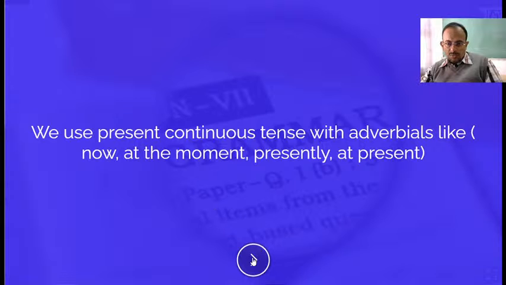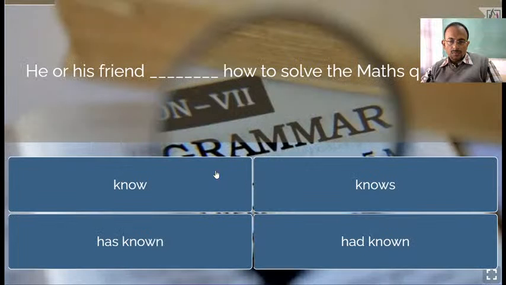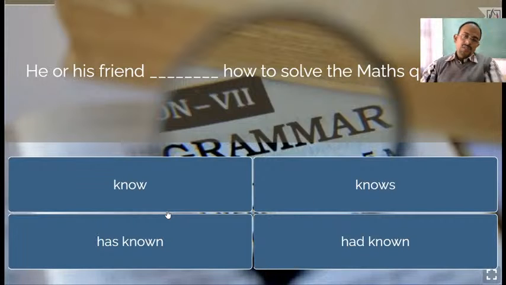Okay, now let's move on to the next quiz. He or his friend dash how to solve the maths question. He or his friend, is it know, knows, has known, or had known? Which one do you think is the correct answer? Is it know, knows, has known, or had known? He or his friend.